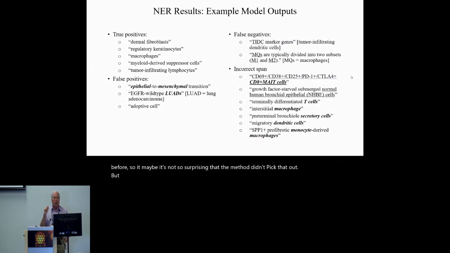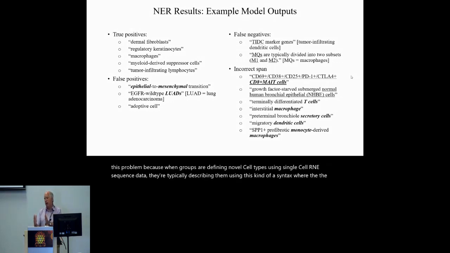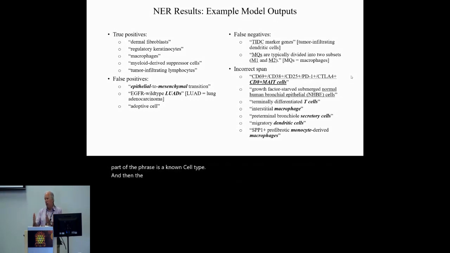But I think the bigger issue is this incorrect span, where we're getting part of the phrase, but not the complete phrase. And I think this is going to be really critical to solve this problem, because when groups are defining novel cell types using single-cell RNA sequence data, they're typically describing them using this kind of syntax, where the second part of the phrase is a known cell type, and the adjectives that come before that core term are the new features that are defined from these experiments.